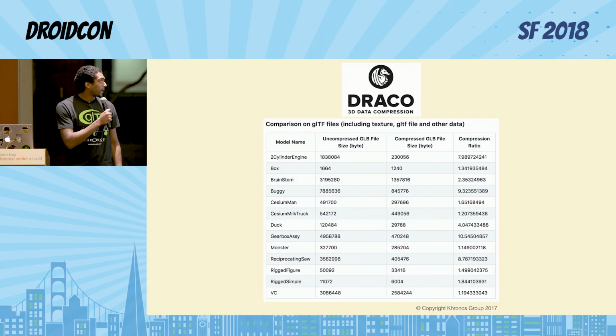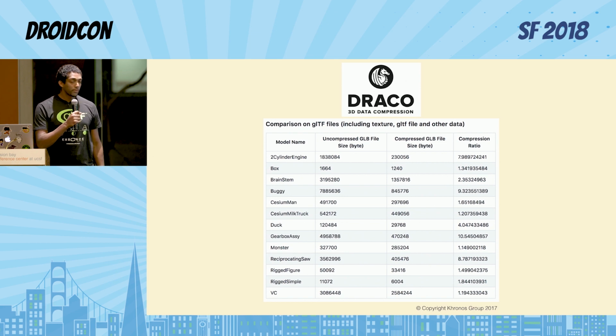Google actually provided the glTF extension for mesh compression, one of the standard ones that's been ratified by Khronos, using their Draco mesh compression system. These are samples of glTF models that are on the Khronos repository, where Google has achieved very good compression ratios with their Draco system. In some cases, they can get a 10-to-1 compression ratio.